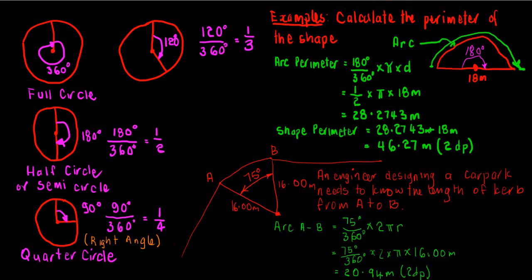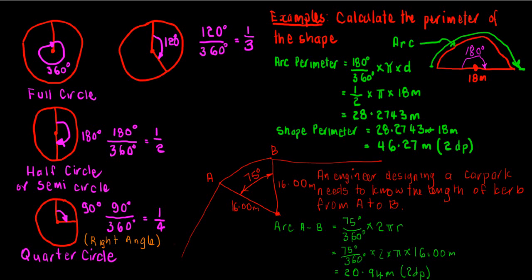A half times pi times 18 meters, which equals 28.2743. Now that's just for the arc bit. So the shape perimeter is the arc bit, the 28.2743, I've kept 4 decimal places, plus the 18 meters across the bottom. And that should give us 46.27 meters, 2 decimal places.